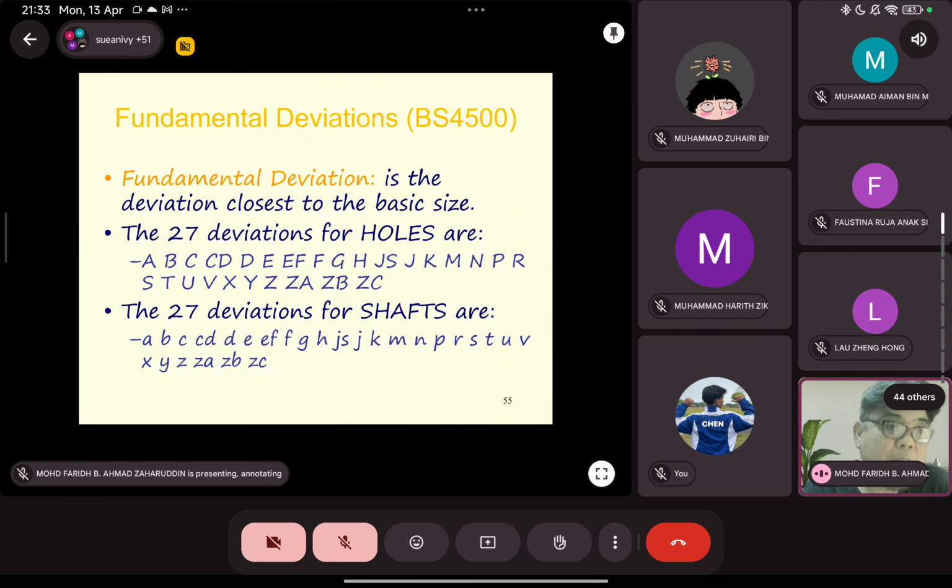Okay, we continue. Now, fundamental deviation. British Standard 4500. It has 27 deviations. They have 27 deviations for the holes and 27 deviations for the shaft. For the holes, it is capital A, B, C up to ZC. For the shaft, it is small letters a, b, c, d up to z, up to zc, but in small letters. Okay, now.